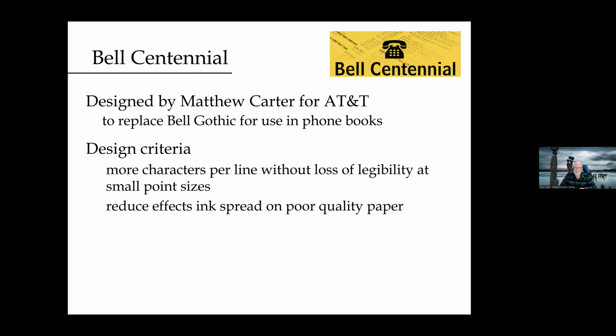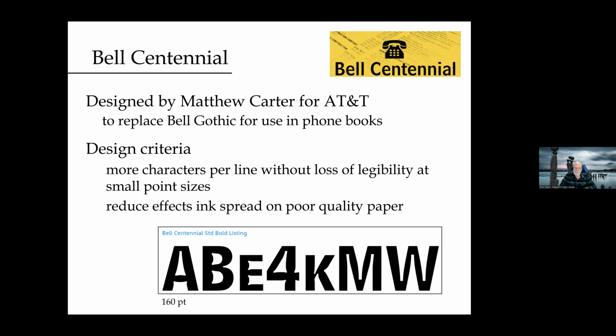And then the poor quality paper, they didn't want to spend a lot of money on the paper for phone books. So they wanted to use cheap paper where you get ink bleeding, and they wanted to reduce the effects of that ink bleeding on the paper. Here's an example of Bell Centennial at 160 point size. And you see all these weird little areas of the different glyphs. Those are called ink traps. And they're actually designed to allow, on poor quality paper, for the ink to spread into those areas, and then it still retains the overall shape of the letter more properly.